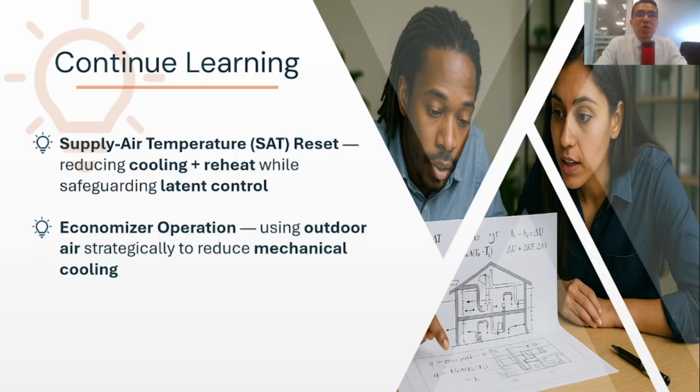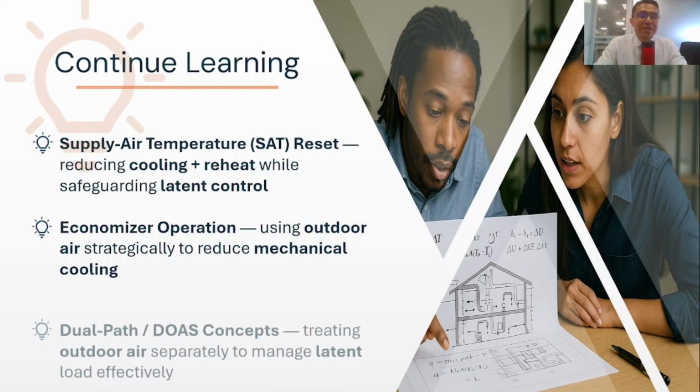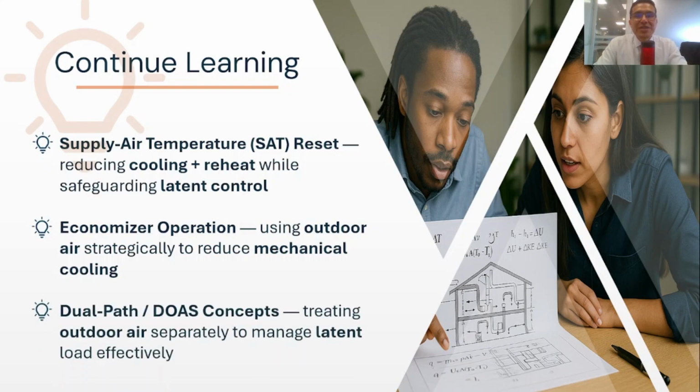You could also look into the economizer cycle, which is used to increase outdoor air fraction when ambient conditions are favorable, thereby reducing mechanical cooling and improving energy performance. Finally, consider dual path DOAS ideas, where outdoor air is conditioned separately to handle latent load efficiently. This is used to decouple ventilation from sensible cooling and can improve comfort and energy use.